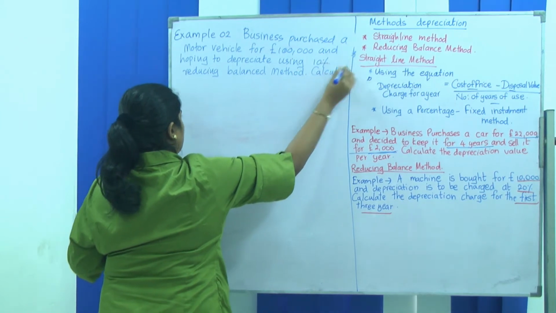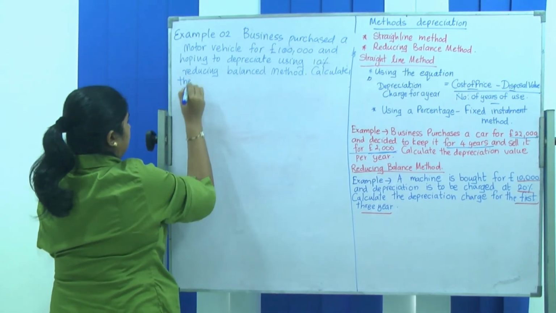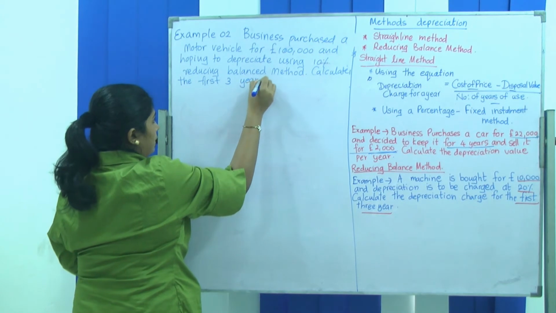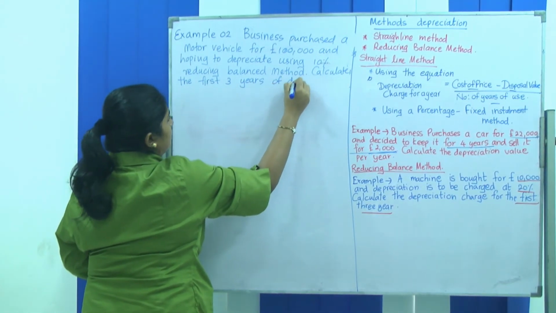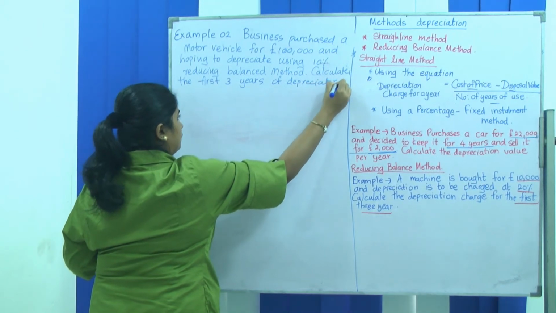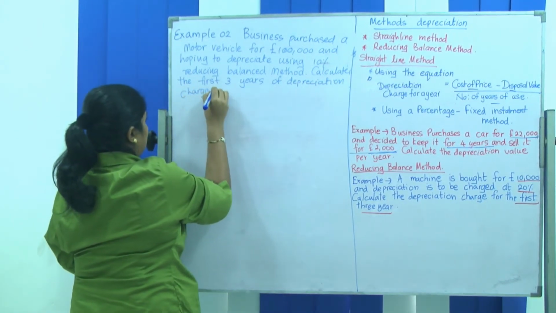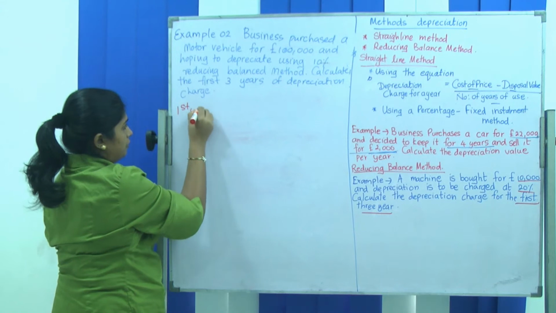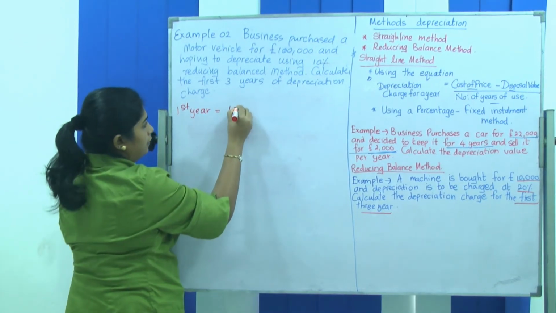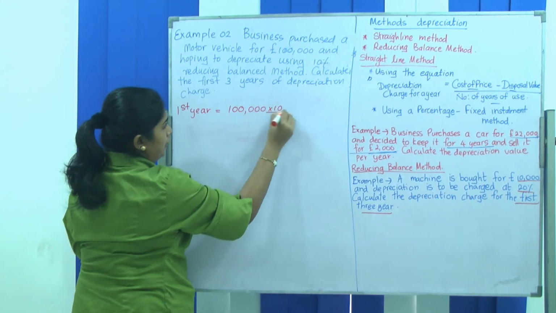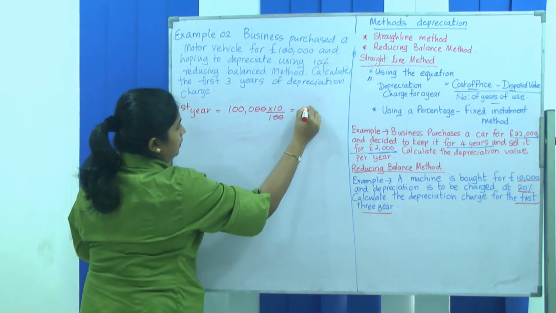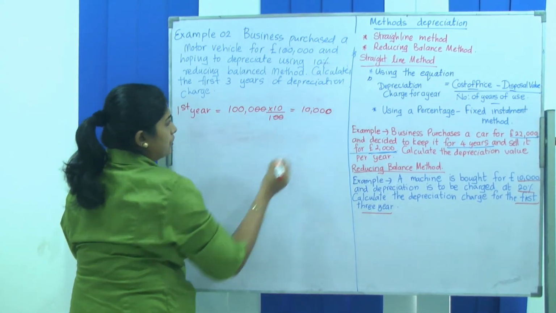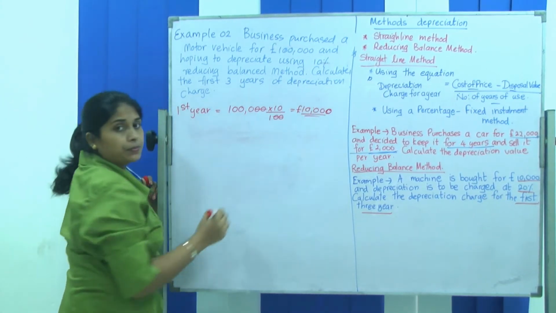Calculate the first 3 years or first 4 years only, they might ask for the first 3 years of depreciation charge. The first year depreciation charge will be normal, £100,000 into 10%, that means it will be 10,000. So this will be the first year depreciation charge.